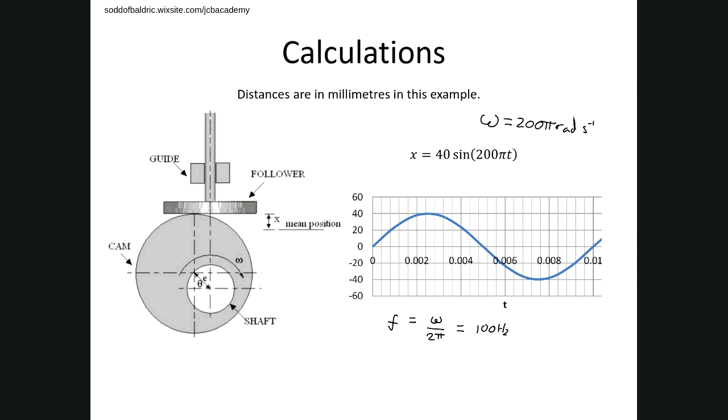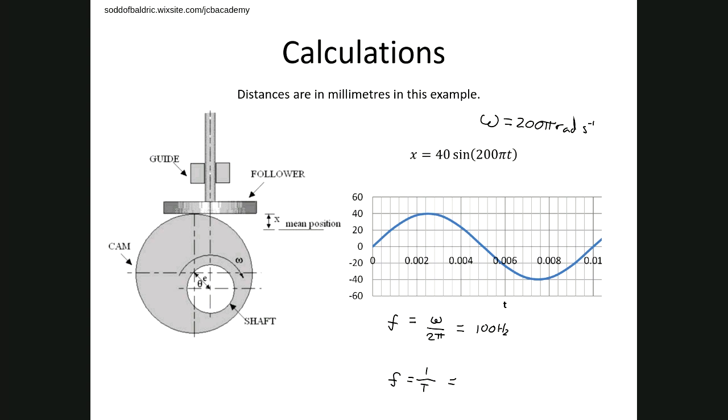But that's not what I asked. I asked for the periodic time. So how are frequency and periodic time related? Well, frequency is the number of cycles in 1 second. So if we know what the frequency is, it's 1 divided by the periodic time.